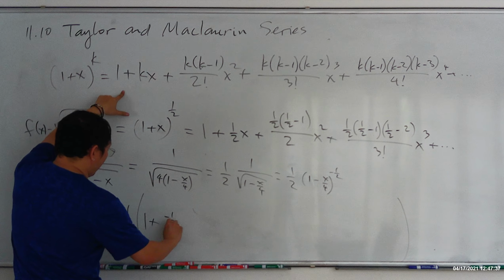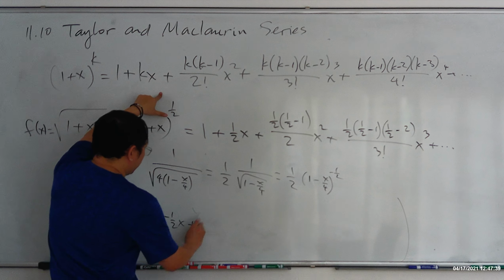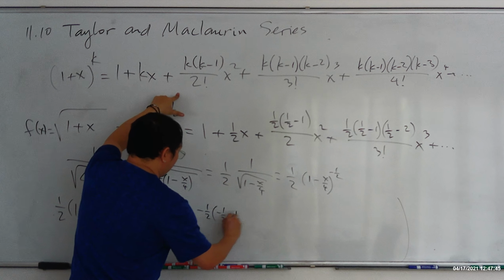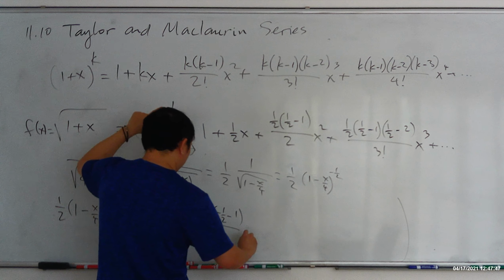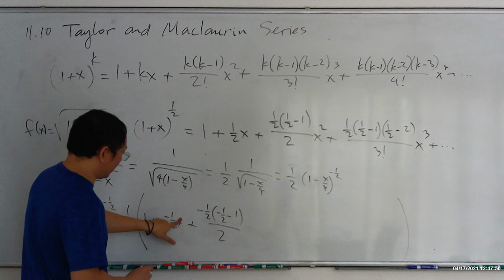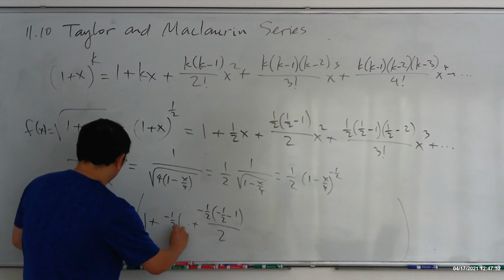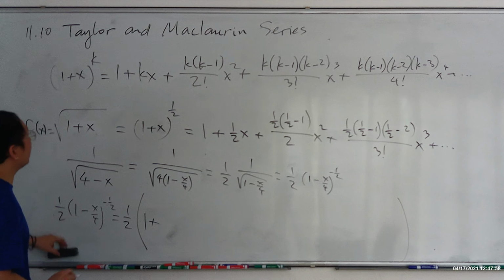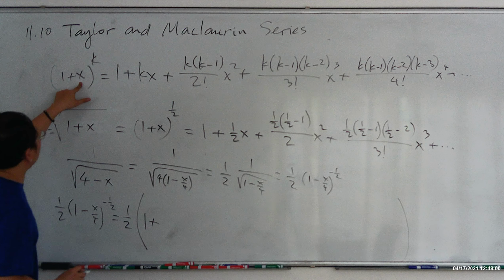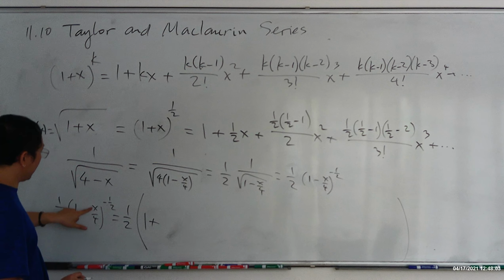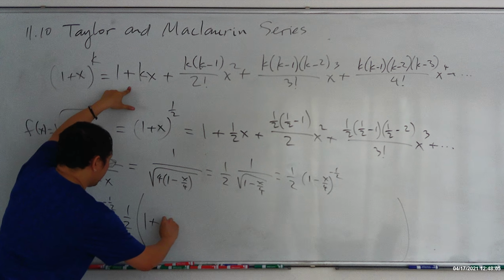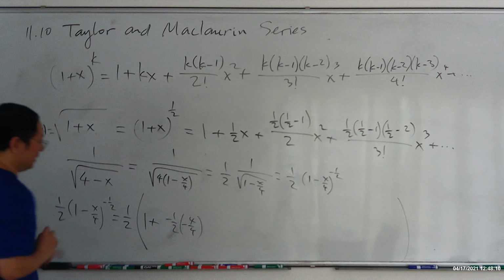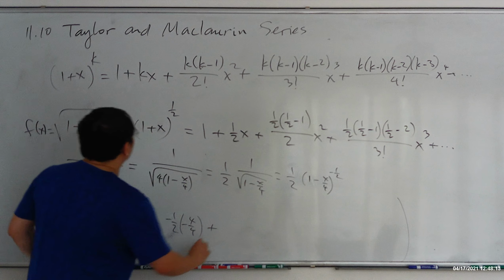Plus negative 1/2 x plus negative 1/2 times negative 1/2 minus 1 over 2. It's not x. Now I make another mistake right here. It's not x. It's going to be x over 4. Let me rewrite it. 1, right? The second term is what? K times the variable. And here, not the variable x. The variable is negative x over 4. So k is negative 1/2. Okay? And the variable is negative x over 4. Be very careful, okay?